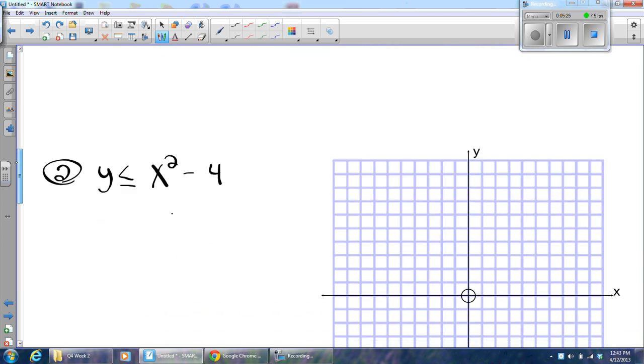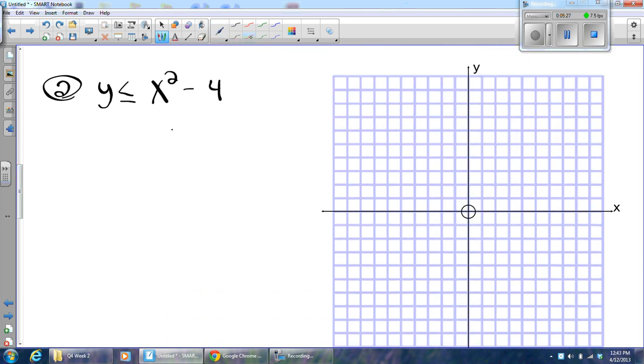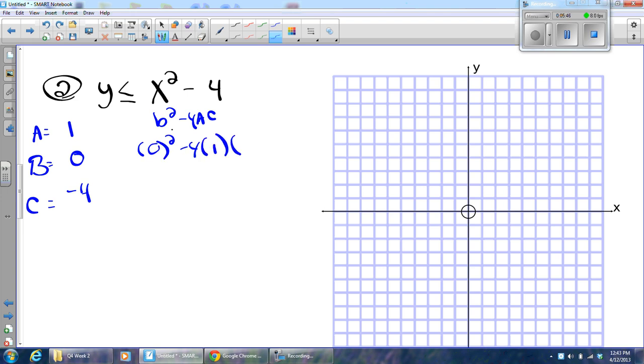All right, let's go down to problem number 2. I'm going to use ABC. And I'll bet you Kayla can tell you, easy as 1, 0, negative 4. Okay, and so I'm going to go to my discriminant, b squared minus 4ac, and do 0 squared minus 4 times 1 times negative 4, which is going to equal positive 16. So there's going to be 2 roots.